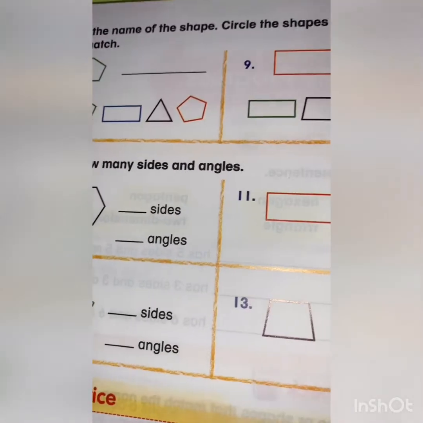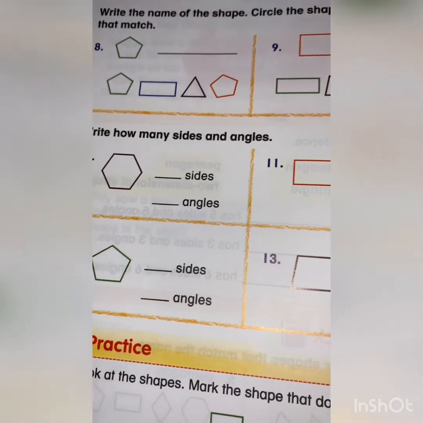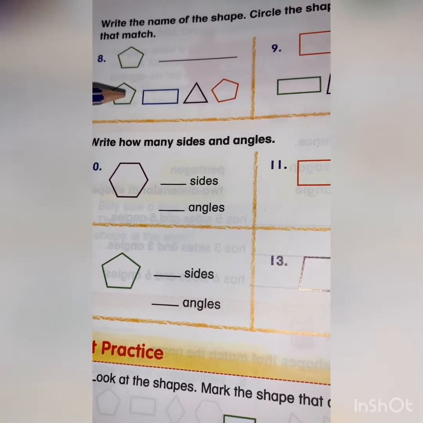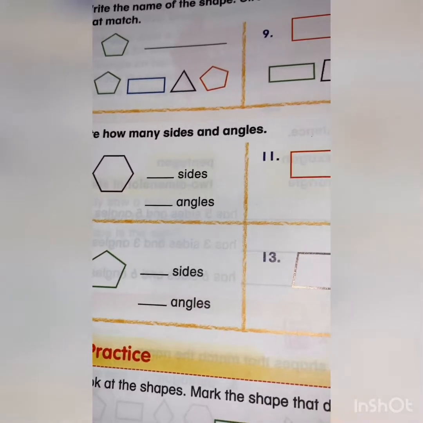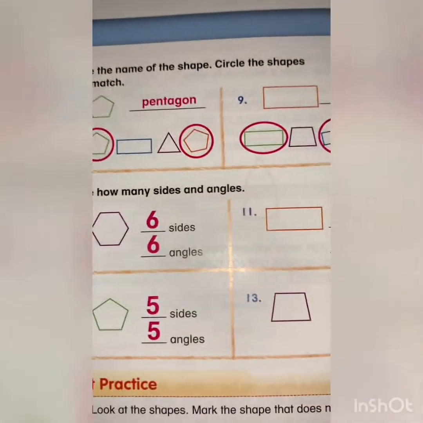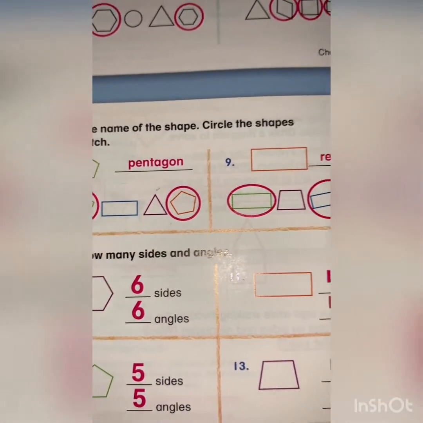Page 758. Here we need to write the name of the shape and circle the shape. Okay, what do you think here? What's this shape? What do we call this? What is it? Yes, very good. It's pentagon, and we will circle these 2 pentagon.